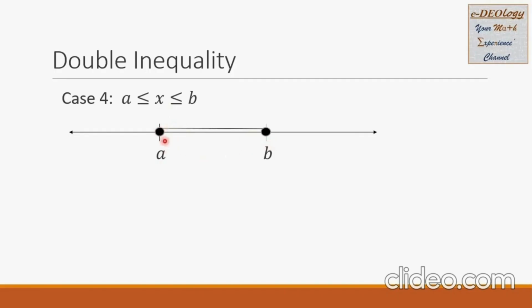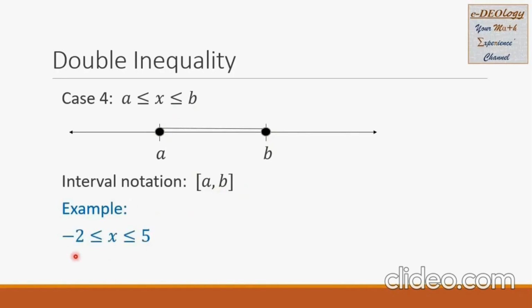Now, we put a solid dot on the A because A is part of the solution set, and also with the B. We put a solid dot, being the B as part of the solution set. For the interval notation, we use the square bracket for both sides because the A and the B are both parts of the solution set.